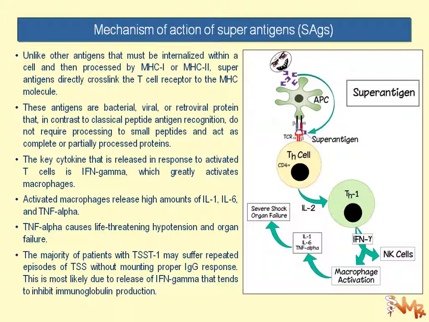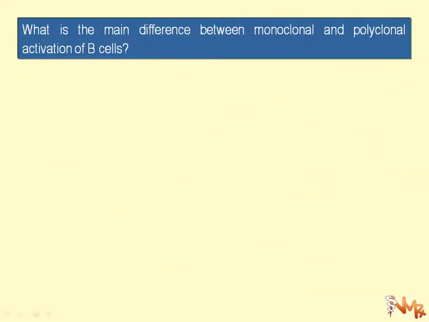So what is the reason that they don't mount proper immunoglobulin response? It is most likely as a result of too much interferon gamma production that tends to inhibit immunoglobulin production in these patients. What is the main difference between monoclonal and polyclonal activation of B cells? Remember that we said that in toxic shock syndrome, or in the case of superantigens, these antigens, in contrast to normal antigens or common antigens that usually initiate monoclonal antibody production, they initiate polyclonal activation of the B cells.